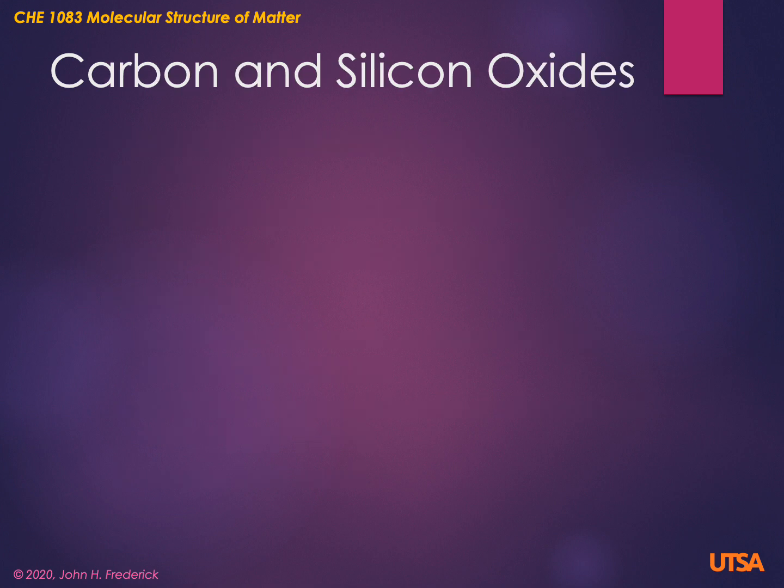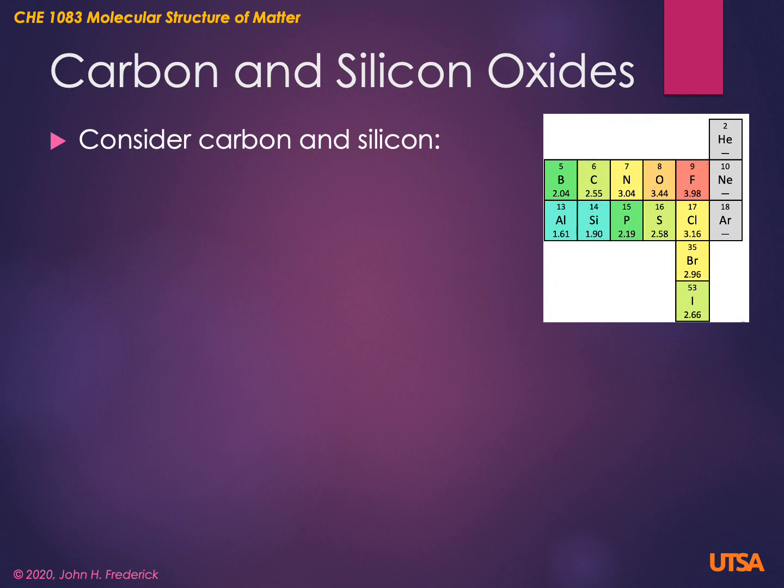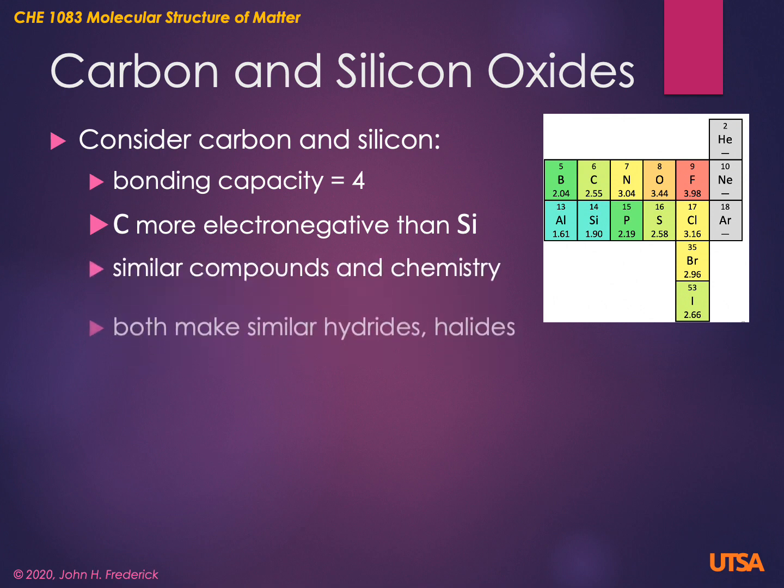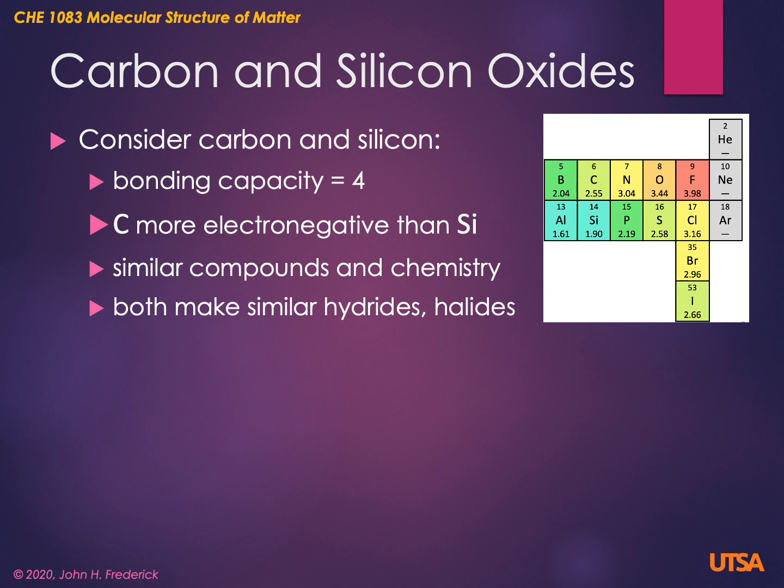Now, carbon and silicon are both in the group of elements that form these covalent network solids, but their oxides contrast one another. So let's take a look at that in a little bit more detail. Carbon and silicon lie above one another in the periodic table, which means that they have similar chemistry and similar properties. They both have a bonding capacity of 4. We know that carbon is more electronegative than silicon. They have similar compounds and similar chemistry. They make similar hydrides and halides.